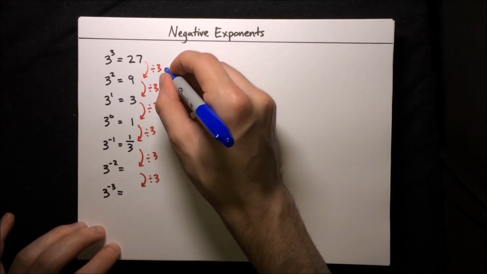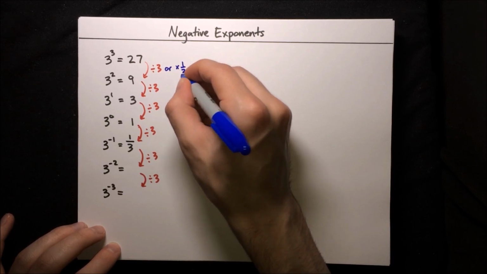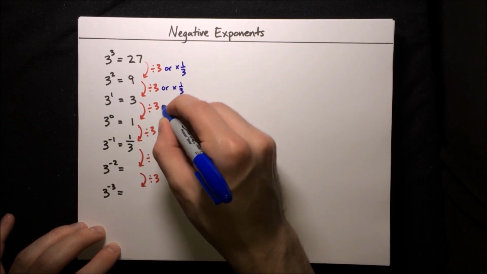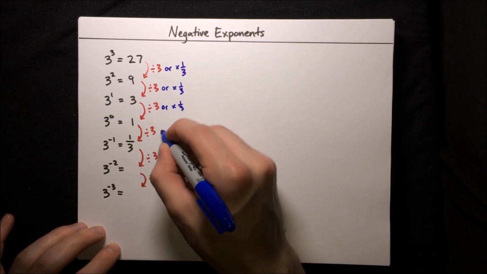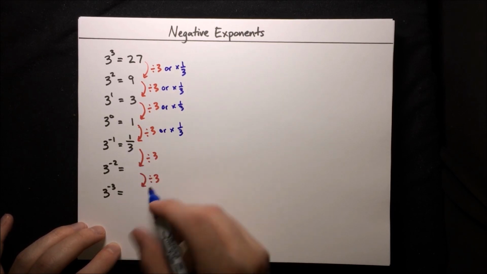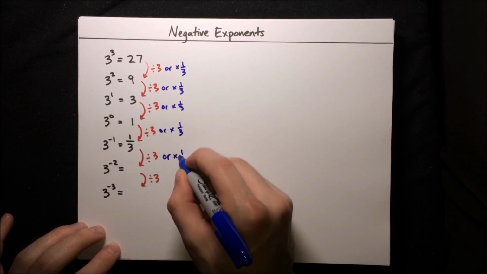So let's write this down. This is dividing by 3 or times a third. It's two different ways to think about the same thing. So times 1/3, or times 1/3, or times 1/3. Now when we keep on dividing by 3, it's going to be a lot easier to think about this as just multiplying by 1/3 again.